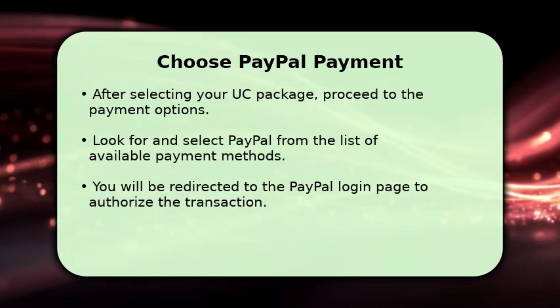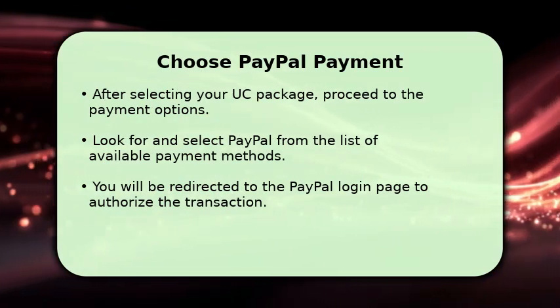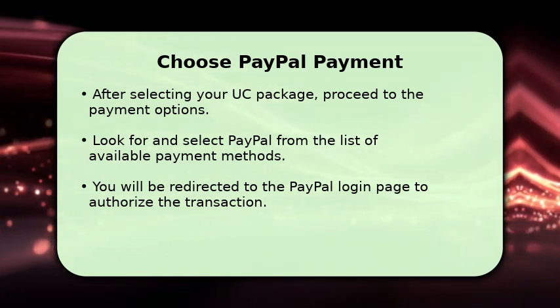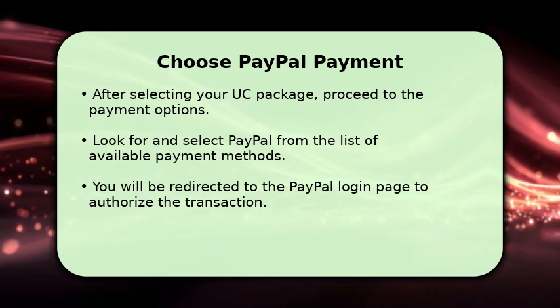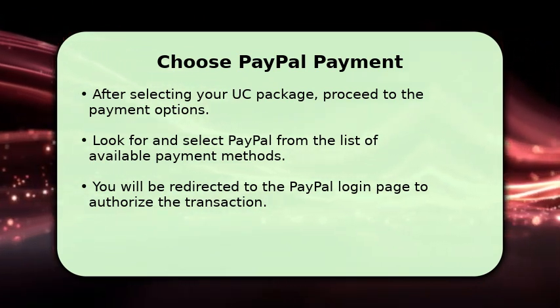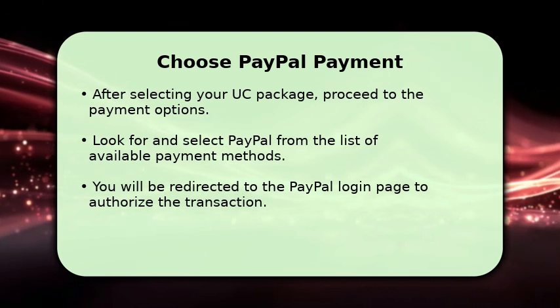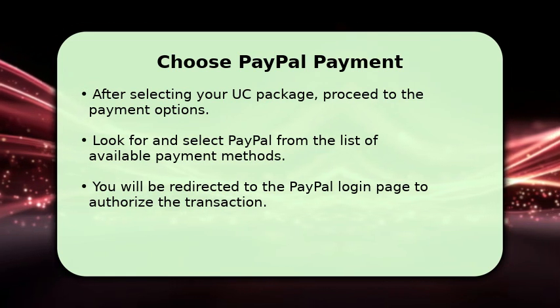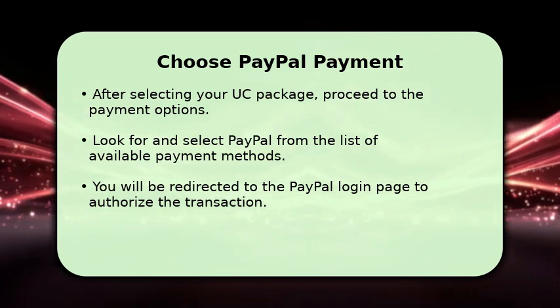Once you've decided on your UC package, the next step is to select your payment method. On the payment screen, scroll through the options until you find and choose PayPal. This action will securely redirect you to the official PayPal website or app. You'll need to log in with your PayPal credentials to authorize the purchase, ensuring your account is protected during the transaction.